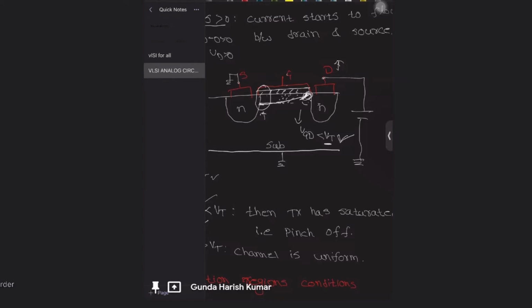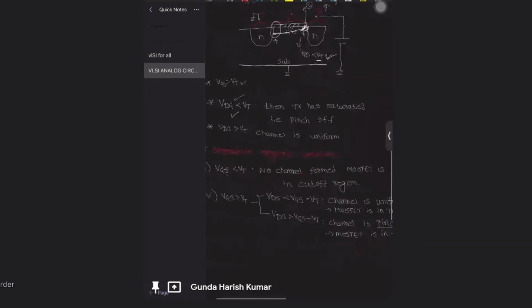Yeah, the current flows in the saturation region even though there is no channel, because you can see here the pinch off length is very small. Due to this, high electric fields are developed because electric field is inversely proportional to length. High electric fields are developed, and the electrons are pushed into the drain. So current flows from drain to source. Even though there is a pinch off, there will be a current flow in the circuit due to this high electric field.